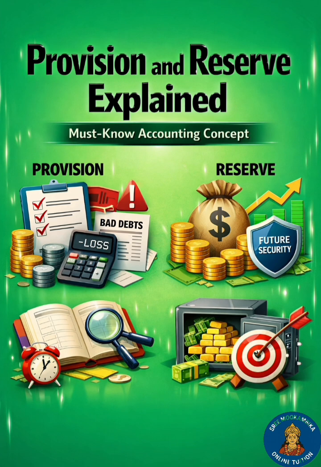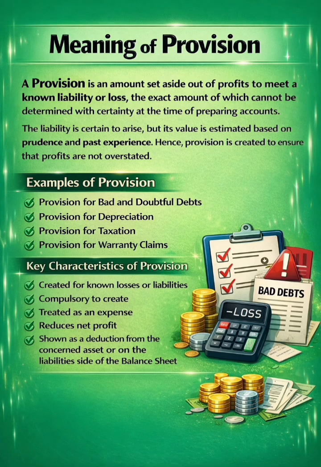A clear understanding of the difference between provision and reserve is essential for preparing final accounts correctly and for answering examination and interview questions confidently. Meaning of provision. A provision is an amount set aside out of profits to meet a known liability or loss, the exact amount of which cannot be determined with certainty at the time of preparing accounts. The liability is certain to arise, but its value is estimated based on prudence and past experience. Hence, provision is created to ensure that profits are not overstated.